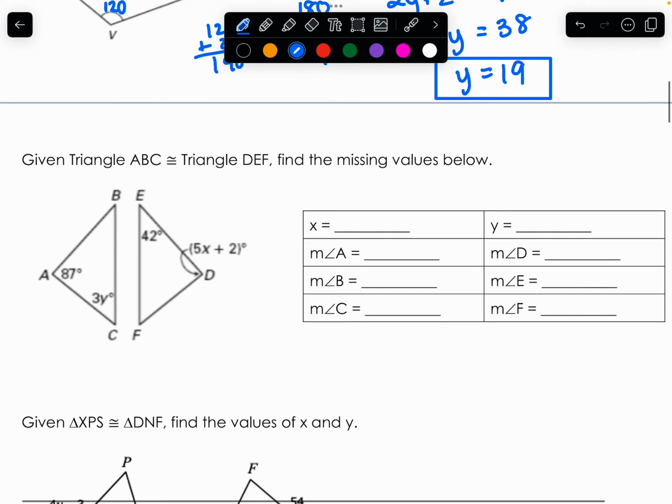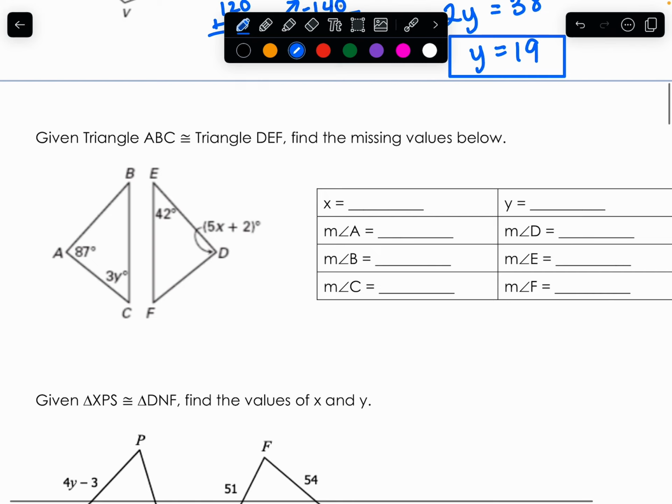Given triangle ABC is congruent to triangle DEF, find the missing values. Anytime you're given a congruency statement, always follow it and match up your parts. So if you look at your picture, my picture is all about angles. There's no side measures. So I'm just going to match up the angles. So here you go.